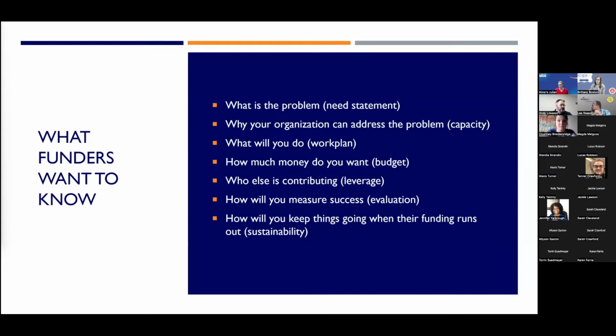How much money do you want? That's your budget. Outline what your ask is. What are you asking for from whatever that funding opportunity might be? And then who else is contributing? That's your leveraging, that's your match.